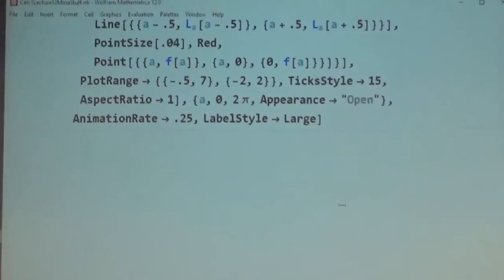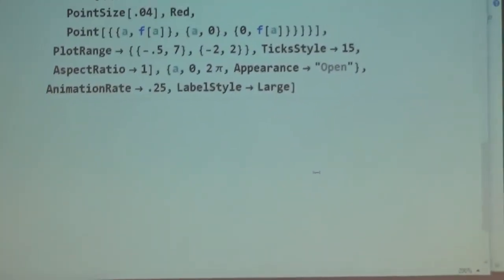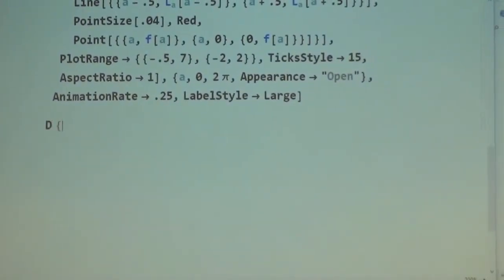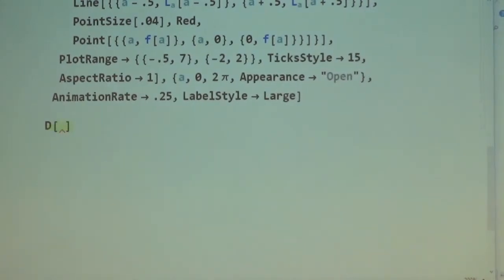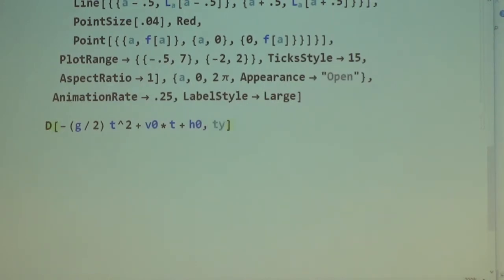Here's a quick way to check this derivative on Mathematica. Do a capital D, and square brackets, and inside the square brackets, go ahead and put your function. You can put in here negative g over 2 t squared plus b0 times t plus h0. I'm not making the zeros subscripts here. Then put a comma t.